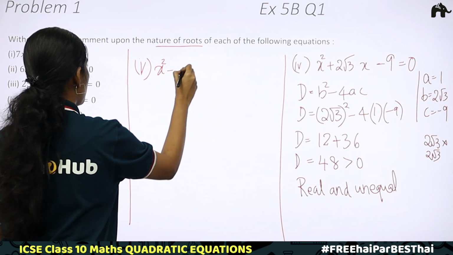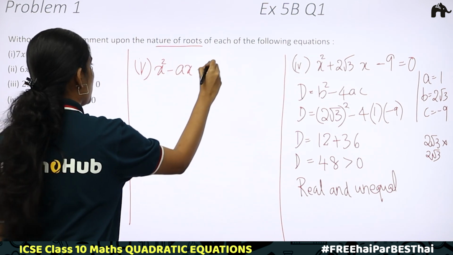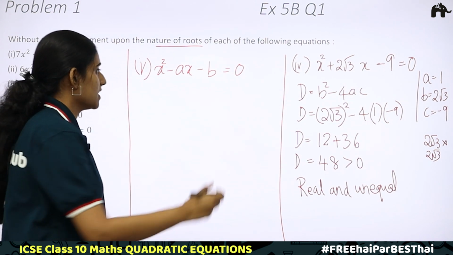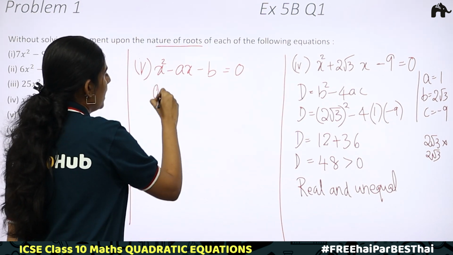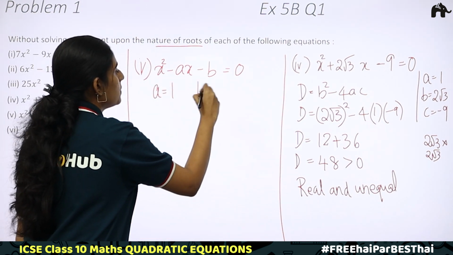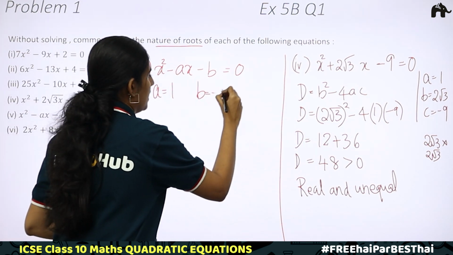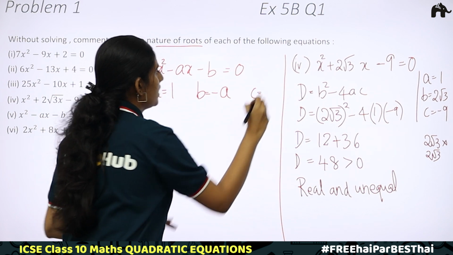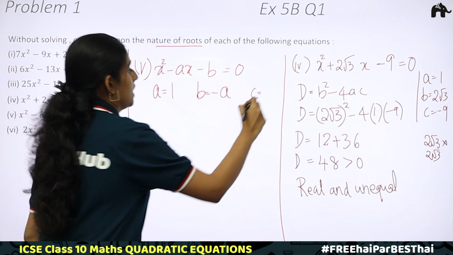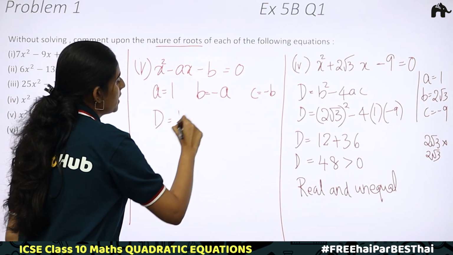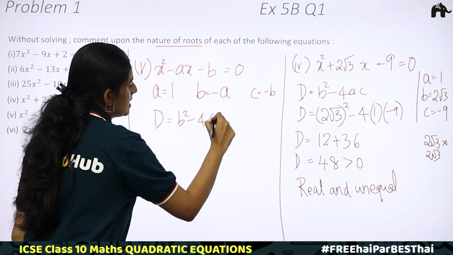Fifth equation, x square minus ax minus b is equal to 0. Here we do not have any numbers. What is a? A is equal to 1. B is equal to, in the position of B we have minus A. And in the position of C we have minus B. Discriminant D is equal to B square minus 4AC.